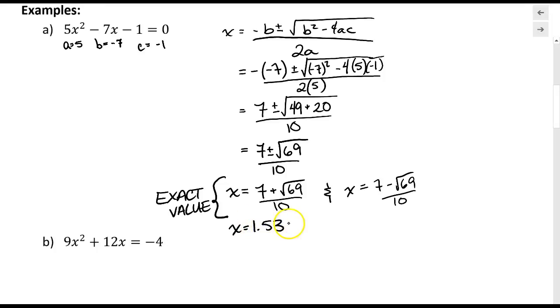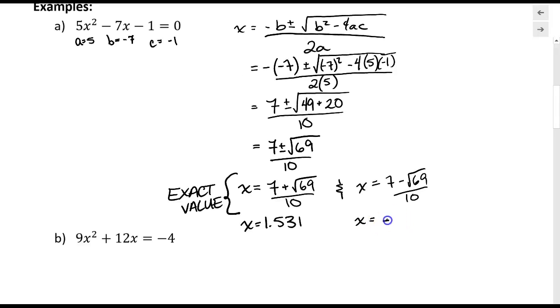1.531, and keep a few decimal places. Don't just round at 1, keep a few, because odds are we're going to be using these numbers for something else. I'm also going to get negative 0.131.